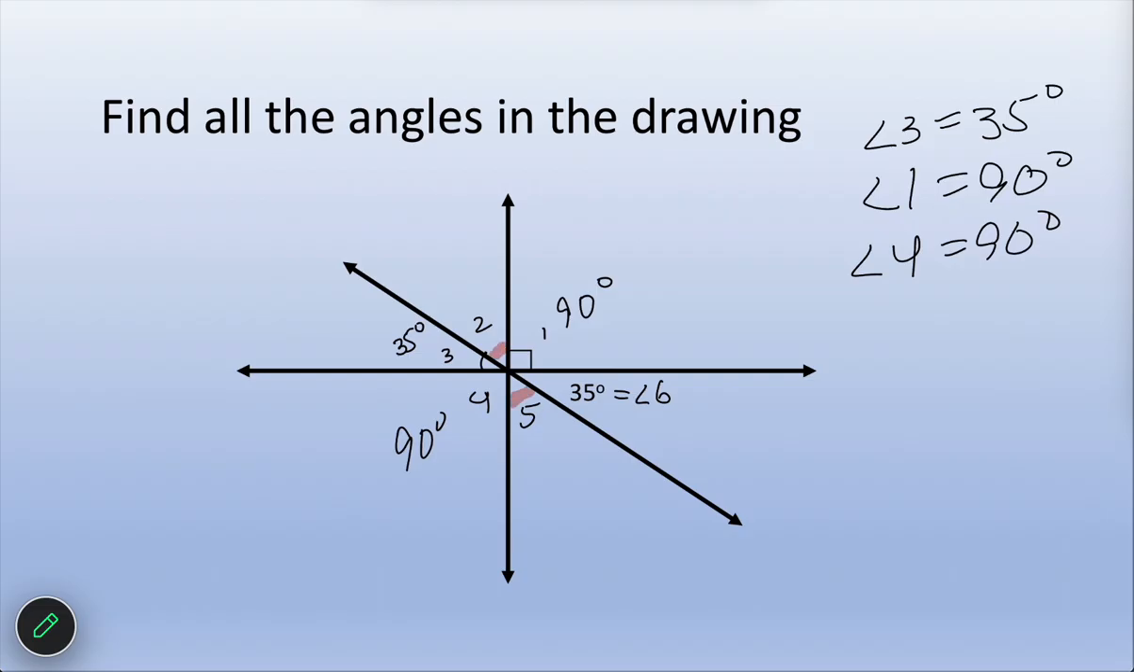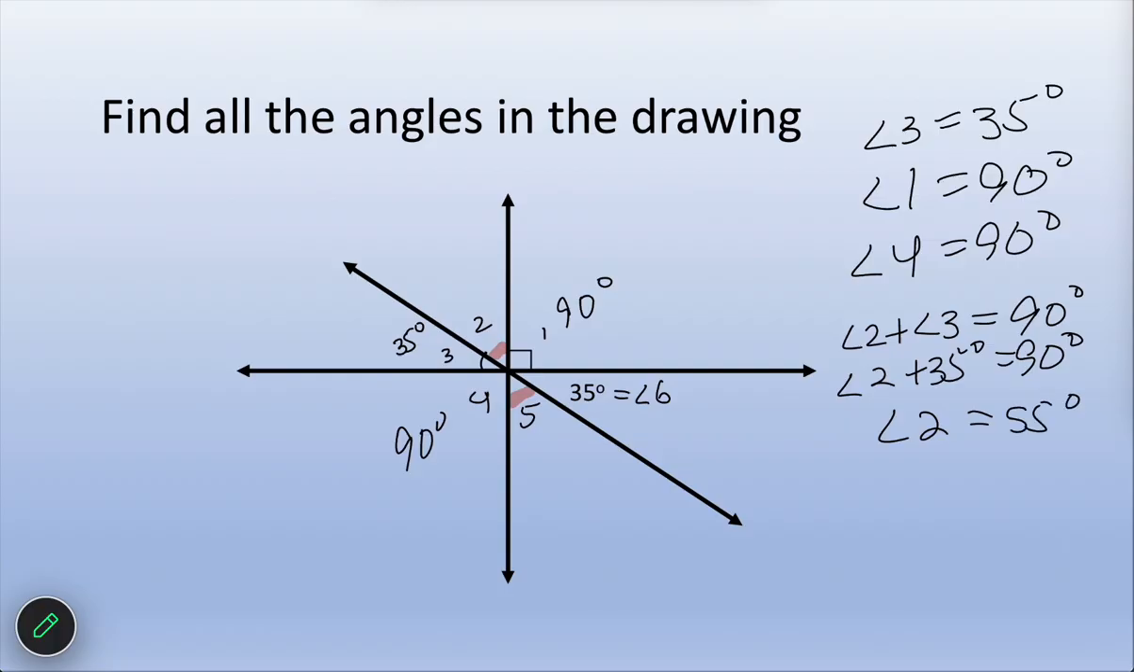Well, angle 2 and angle 3 are complements to each other. I know that angle 2 plus angle 3 are a total of 90 degrees because they sit in this little corner together. Because of that, since angle 3 is 35 degrees, we can use a little bit of logic. We can subtract 35 from 90, and 90 minus 35 is 55 degrees, so angle 2 is 55 degrees.